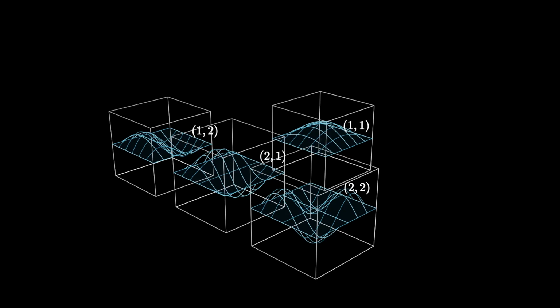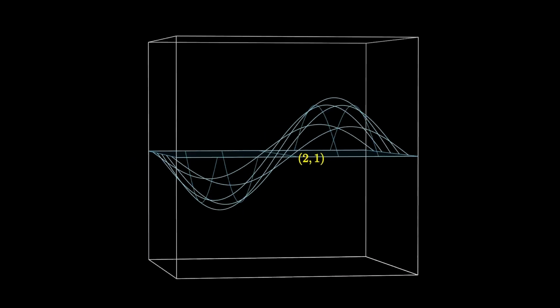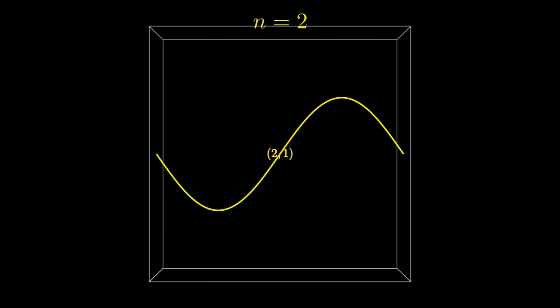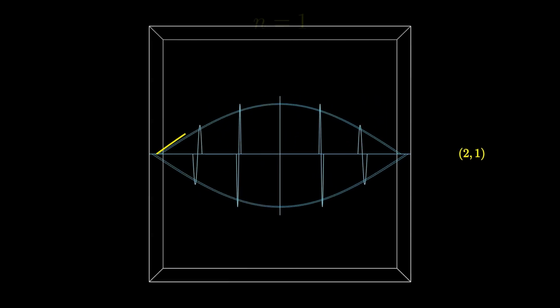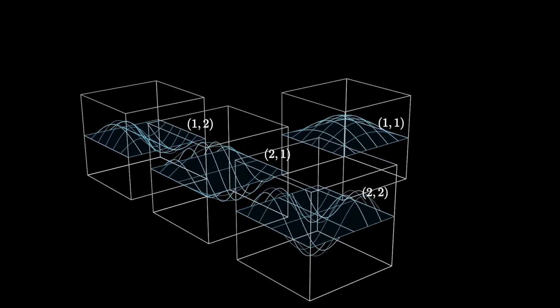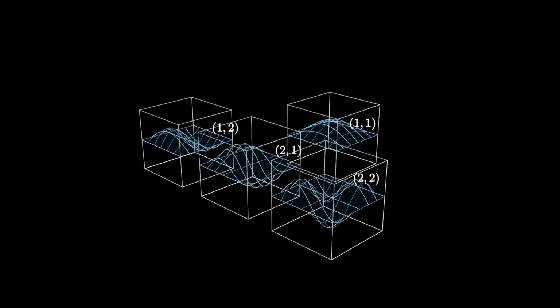How does that work? Well, if we take the mode 2, 1 and look at it along one direction, the wave behaves like a mode 2 wave in one dimension. But if we take a look at it along the other direction, it behaves like a mode 1 wave. So in 2 dimensions, each mode is really a combination of 2 one-dimensional modes.